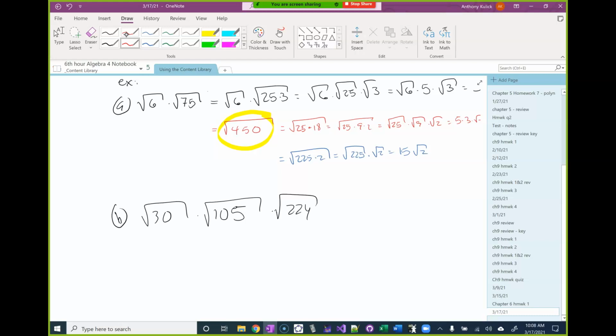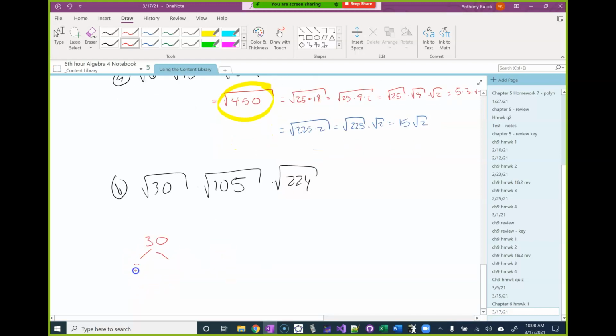So 30 is 2 and 15, and 15 is 3 and 5. 105 is 5 and 21, which is 3 and 7. 224 is 2 and 112, which is 2 and 56, which is 2 and 28, which is 2 and 14, which is 2 and 7.